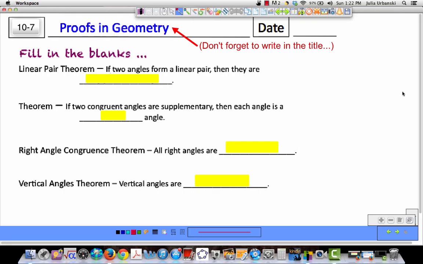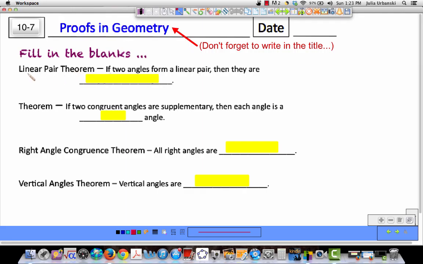Okay, so now let's talk about proofs in geometry. And we're going to fill in the blanks here from the theorems. You might already know the linear pair theorem. Remember what linear means. Linear means you have a straight line.